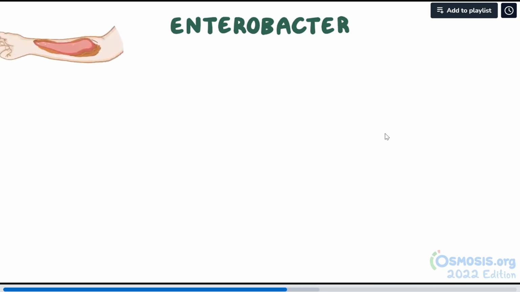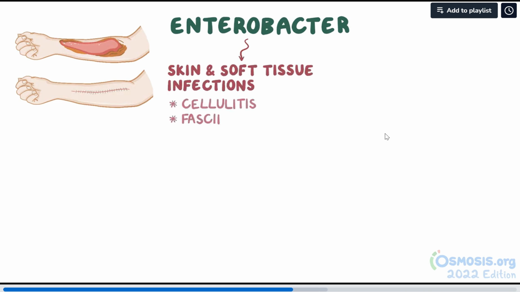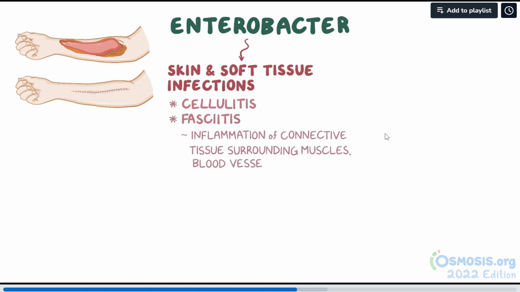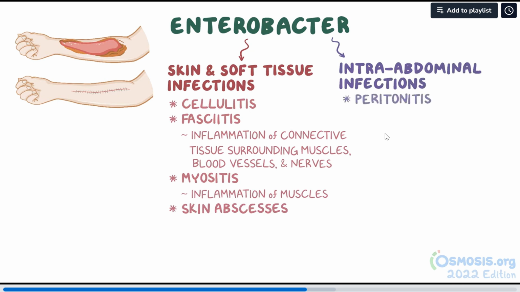Now, in people with burns or with surgical wounds, it can produce skin and soft tissue infections, such as cellulitis, fasciitis, which is inflammation of the connective tissue surrounding muscles, blood vessels, and nerves, myositis, which is inflammation of the muscles, and skin abscesses. It can also cause intra-abdominal infections such as peritonitis following intestinal perforation or surgery.